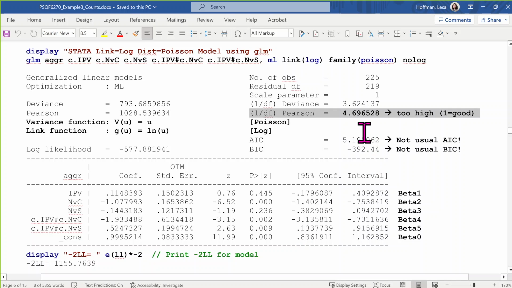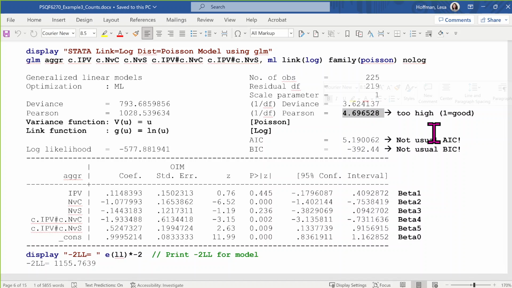So the fact that this ratio is not 1 is telling us that the Poisson is not going to fit. The number here of 4.7 roughly is telling us that there's like 4.7 times as much variability in the data as what the model would predict. So this is my indication that Poisson, even though it's probably more realistic than a normal distribution, is still not a good enough fit yet.